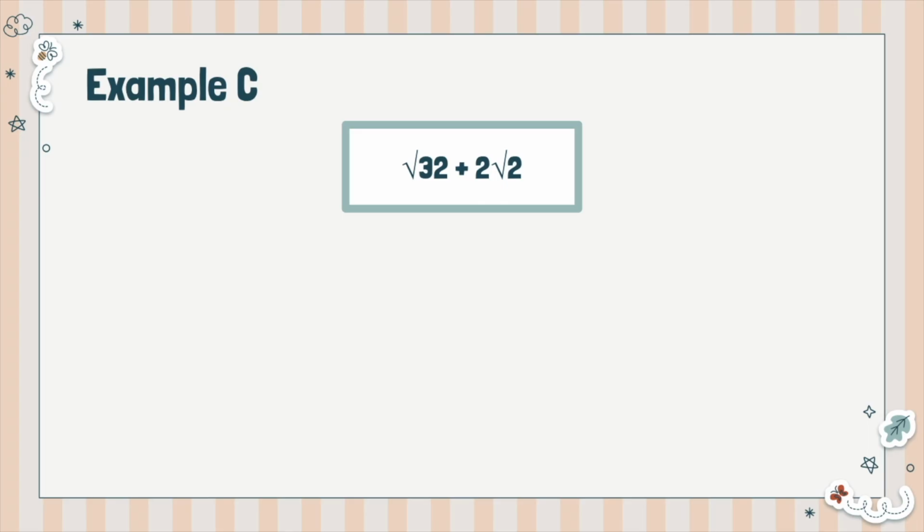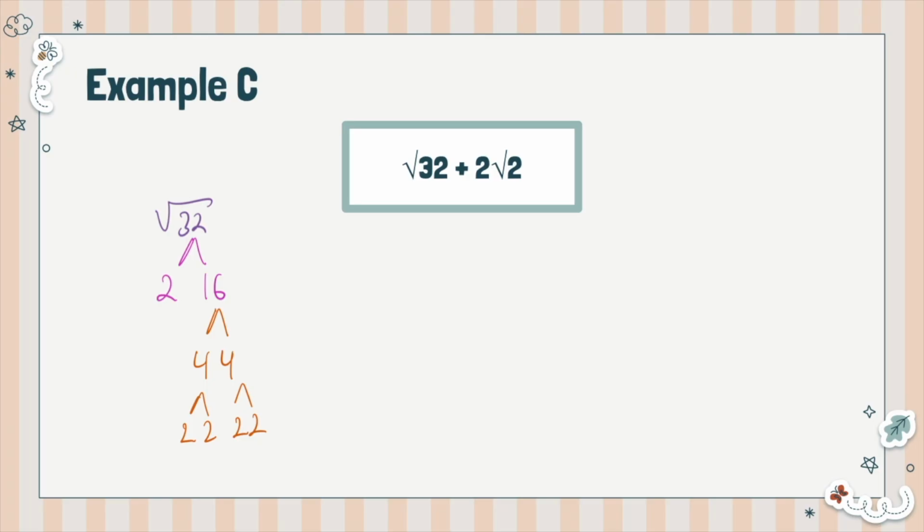Here we are at example C, and I've got this radical 32 plus 2 radical 2. So as far as we can tell right now, these things are not like terms because radical 32 and radical 2 are not the same. But 32 can be simplified, so we're going to start there. So we've got radical 32 that we need to break down. 32 can break down to 2 and 16. 16 can then be broken down to 4 and 4. So then we're going to break that down to 2 and 2 and 2 and 2.